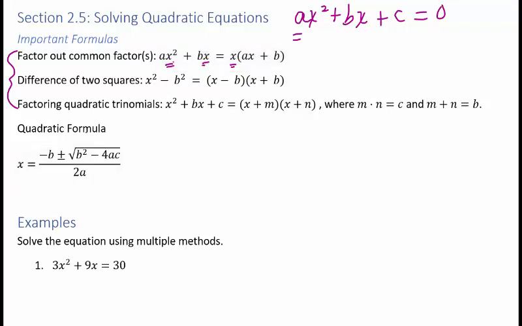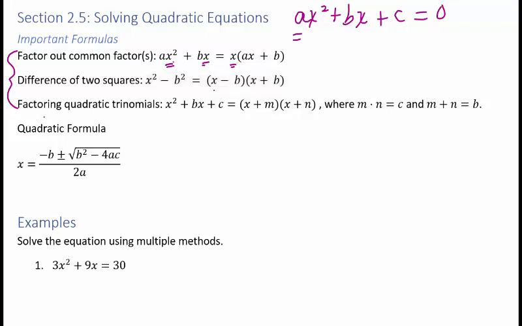The difference of two squares: anytime you see an expression of the form x squared minus b squared, you can factor it really easily using conjugate binomials. In this case, x minus b times x plus b.